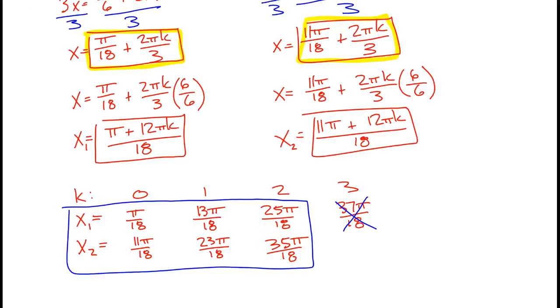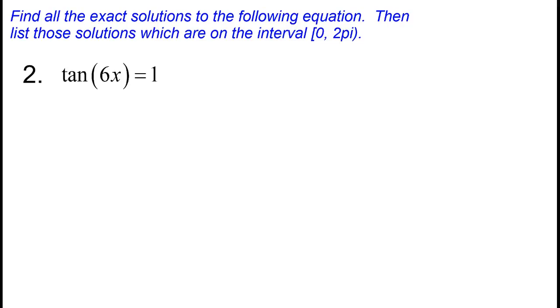All right, folks, we're going to move on now and do the next example problem. I warned you, these do take some time, so you're going to have to bear with the length of the videos. Next problem here, tan of 6x equals 1. Same instructions as the previous problem, so let's go ahead and get started.